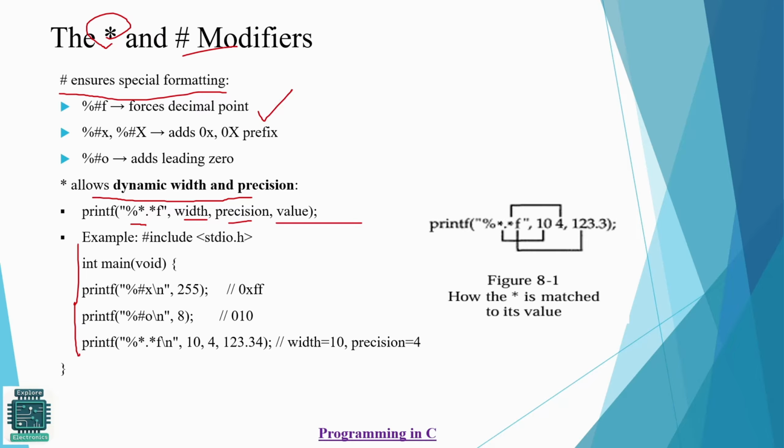In the example, it is mentioned how each star is matched to its value. With this figure, we get to know that the first star is 10, and here this one points to 4. And here the floating point value is 123.3, as it is a decimal value. This is how each star is matched to its value.